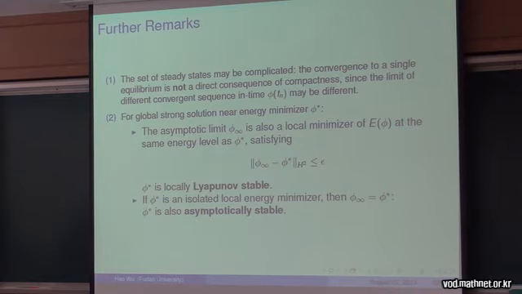So our long-time behavior result tells you that the local energy minimizer is indeed Lyapunov stable. And of course, if this energy minimizer is isolated, then they are the same. Then you have asymptotic stability.